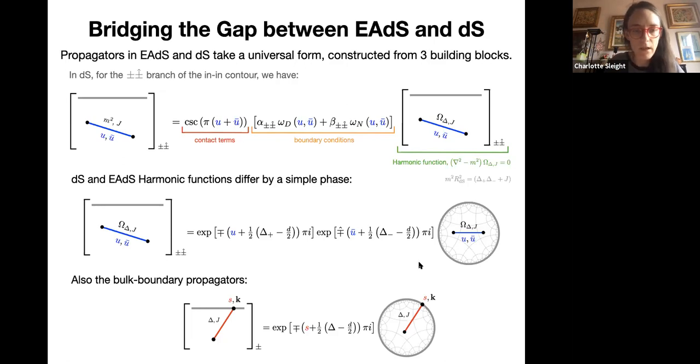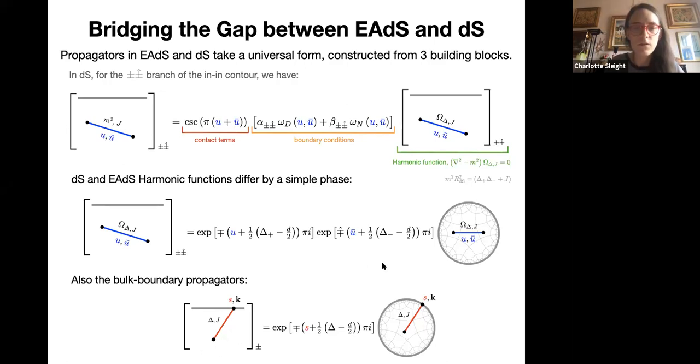If you take the boundary limit, you also get bulk-boundary propagators, and for a given boundary behavior, which I just call delta, this can be delta plus or delta minus. In the same way, a bulk-boundary propagator in de Sitter is given by its counterpart in Euclidean AdS multiplied by the same type of simple phase, where again the sign of this phase depends on which branch of the in-in contour your point in the bulk-boundary propagator is sitting on.